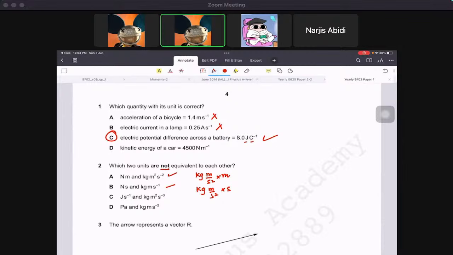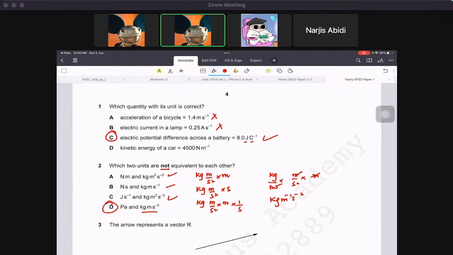Joules, kg meters per second square times meters times 1 upon second, that's also equivalent. Pascals is kg over meter cube times meters per second square times meters. Yeah, it should be kg meter minus 1 second minus 2, but it's wrong here.